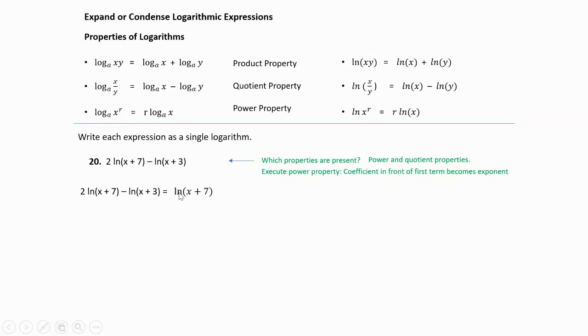So it's going to be the ln of x. The exponent goes to the top, because if it's in front, it goes to the top, minus the ln of x plus 3. Now we apply the quotient property. If it's minus, it's going to be division with a single log. So it's going to be the ln of x plus 7, the binomial squared, divided by x plus 3.